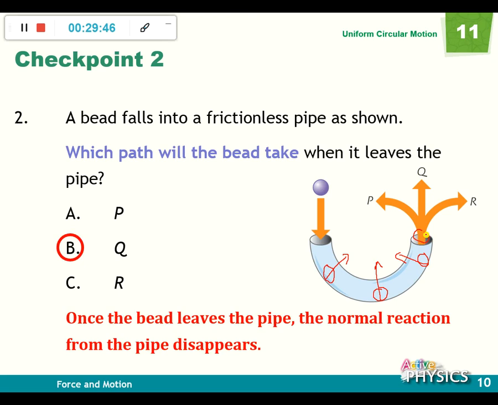Then the answer should be Q, because the normal reaction is gone just as it leaves the inner surface of the pipe. The force will disappear. Only inertia remains, keeping it moving in the forward direction. So the answer should be Q.